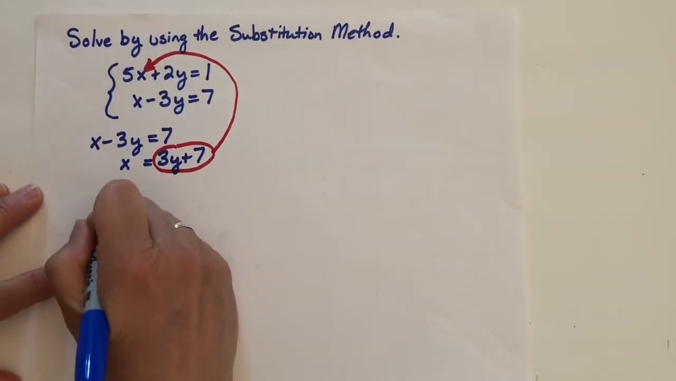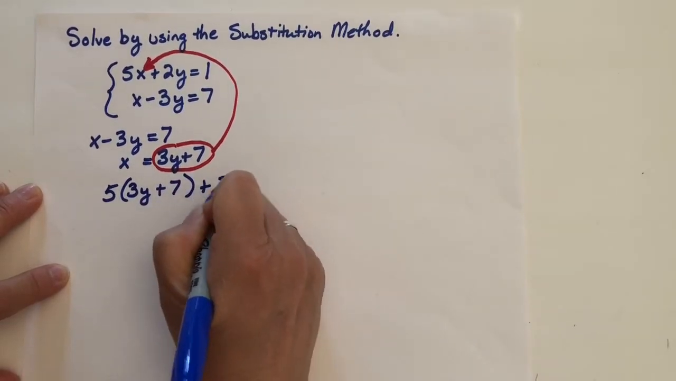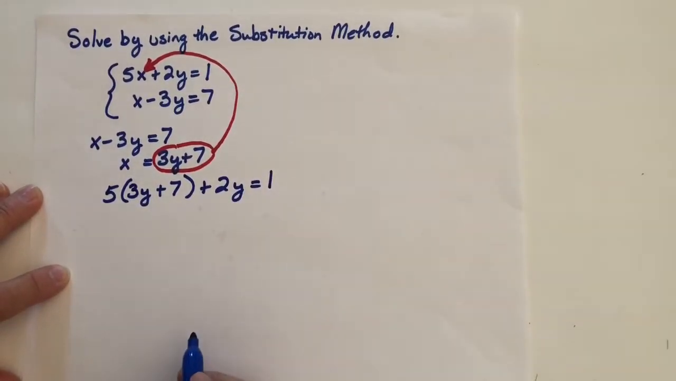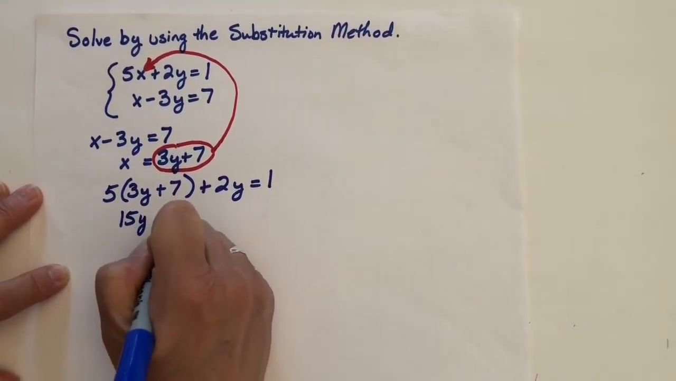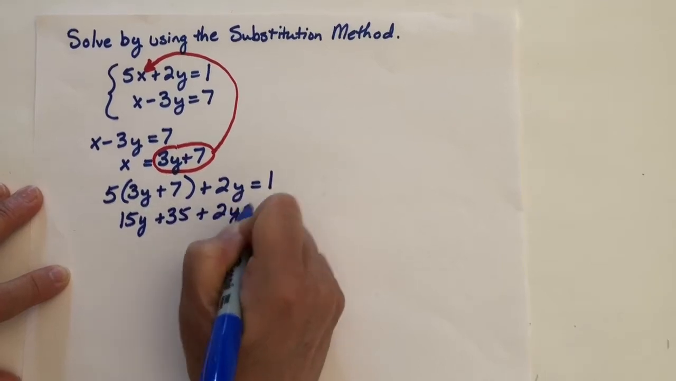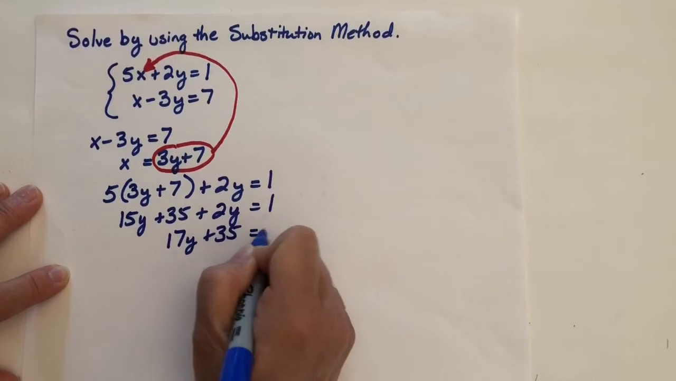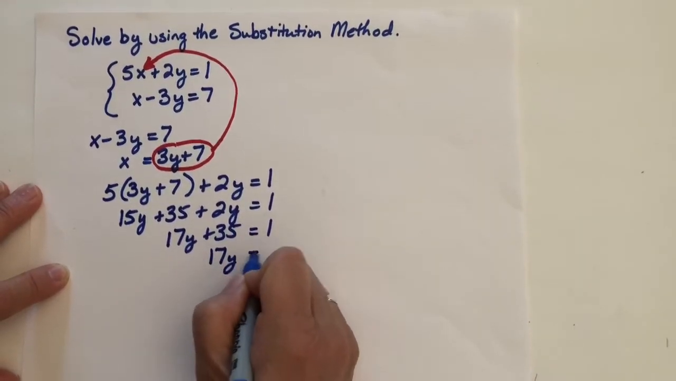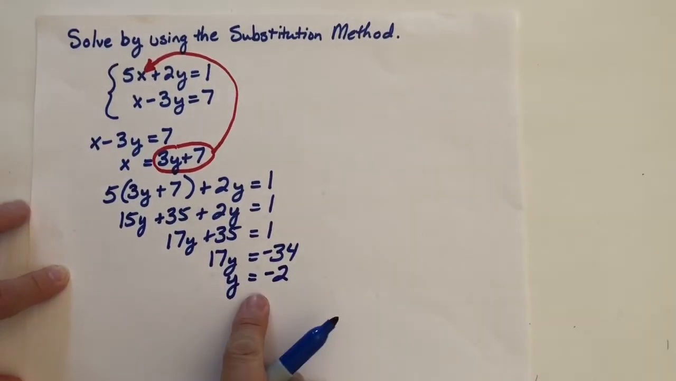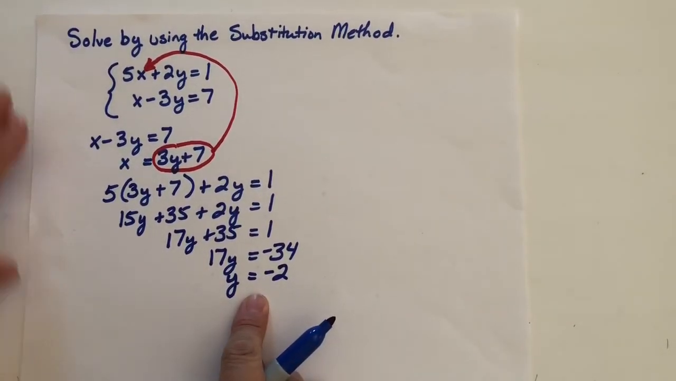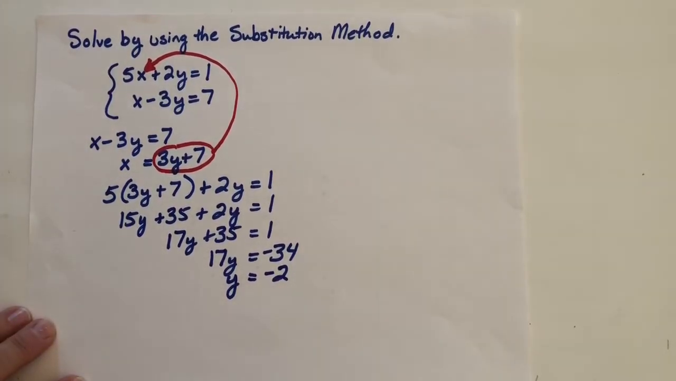So we'd have 5 times (3y plus 7) plus 2y equals 1. And now we can just solve this linear equation. We'll distribute, combine our like terms, and finish solving. So we have y equals -2. That means the y coordinate of the point that these two equations share would be -2.